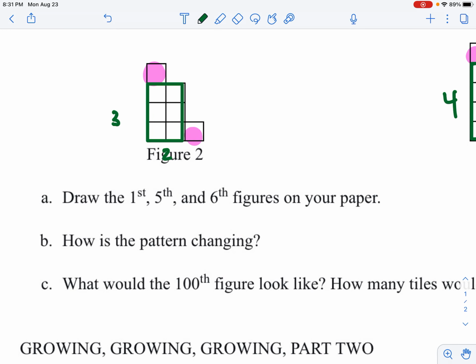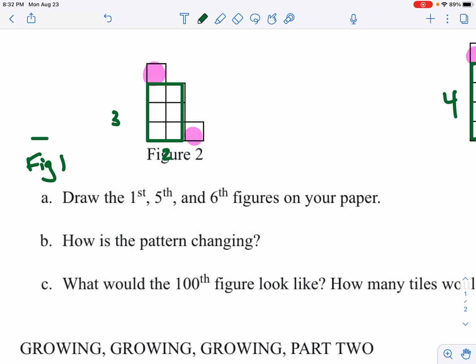So I'm just going to draw it right next to it so we can look at figure 2 and go from there. So figure 1. First off, it's not going to have that tail, so that won't be there. But it will have the nub up here on top. So that's one tile we know is going to be there. And also the rectangle portion, we know that the base of the rectangle is going to be the same as the figure number. So that rectangle will have a base of 1.